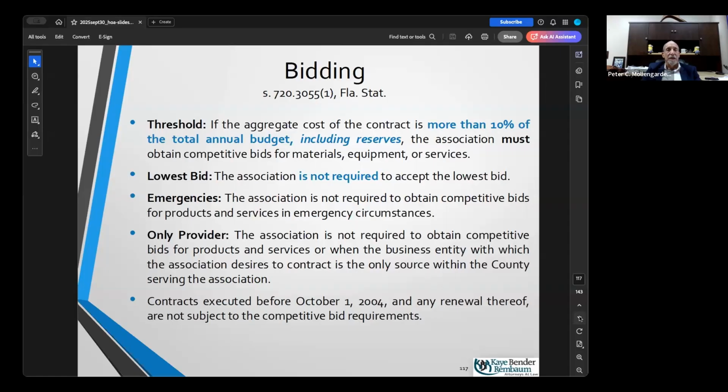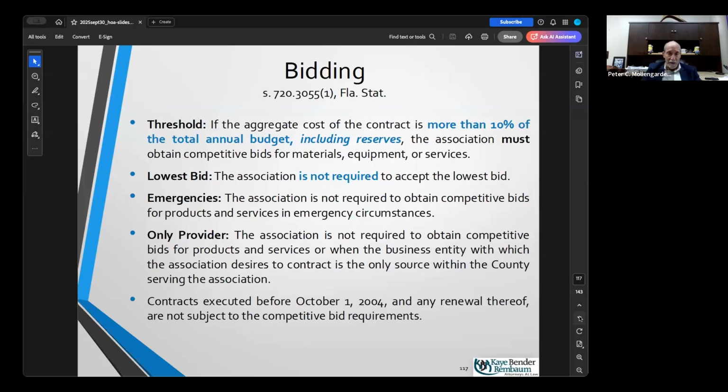Bidding. Pursuant to statute, if the aggregated cost of the contract is more than 10% of the total annual budget, including reserves, if any, you must obtain competitive bids for materials, equipment, or services. By the way, it doesn't mean you can't get bids for stuff that's not more than 10%. I advise for any project of any significance to get bids, but you must get bids if the cost is more than 10% of your budget.